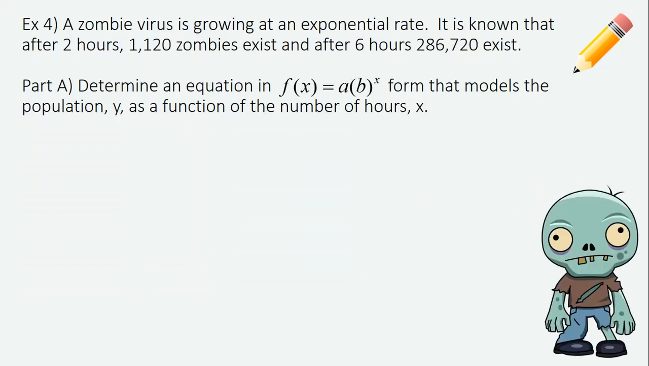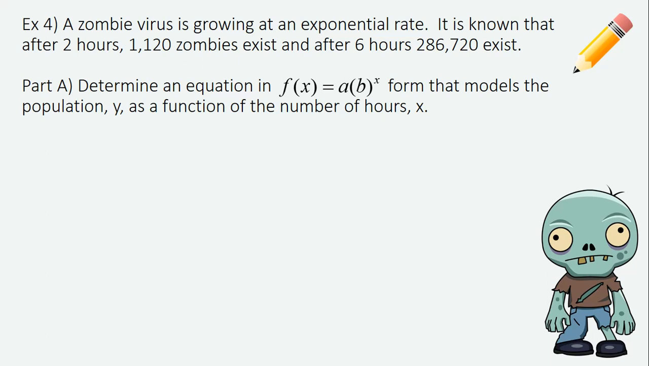So let's take a look at my story problem. So we got a zombie virus that's growing at an exponential rate. It's known that after 2 hours, 1,120 zombies existed. And then after 6 hours, 286,720 exist. So quite a fast-growing virus. So we're going to determine the equation f of x equals a times b to the x forms the model of the population y as a function of the number of hours x.